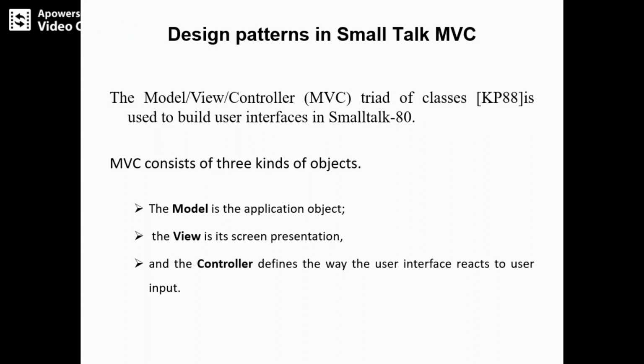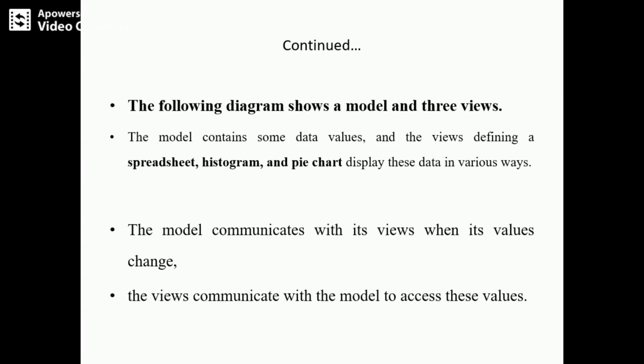MVC consists of 3 kinds of objects. One is the model, which is the application object. The view is the screen presentation, and the controller defines the way the user interface reacts to user input. So we have the following diagrams.